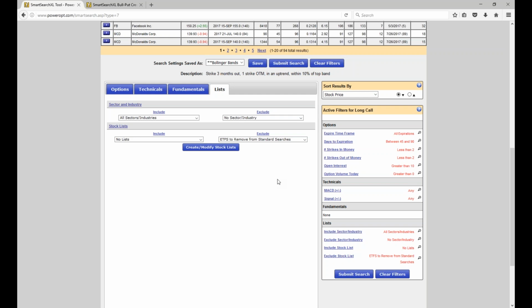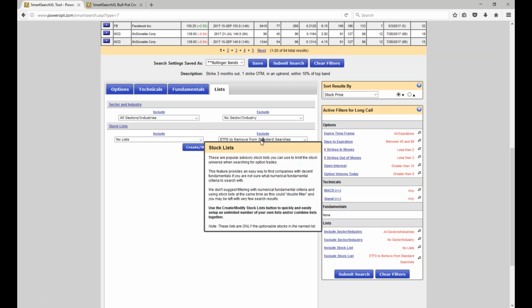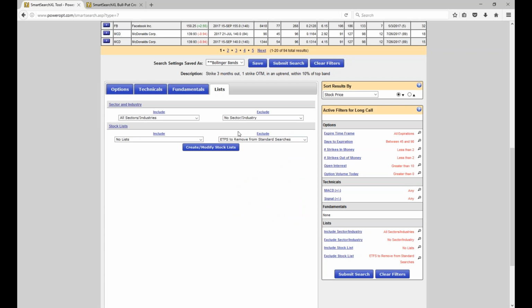What I mean, if I'm looking for long calls, and because I'm bullish, I might not want to see SH if I'm bullish on the market. That's an inverse ETF. Even though its technicals are where I might want them, if I'm expecting SPY in the market to move up, SH is going to drop. Don't want to do a long call. So I'm removing all inverse and leveraged ETFs. Okay.